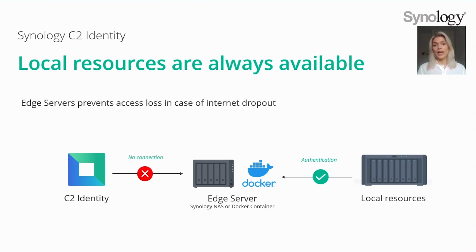You still need to be able to connect to the services for proper work. But even in this case, while C2 Identity is not accessible because of the lack of internet connection, your local edge server will continue to provide authentication services because everything is synced locally. Therefore, there is no dependence on the internet connection like in the case of other cloud directory solutions. Let's now see a demo of C2 Identity.